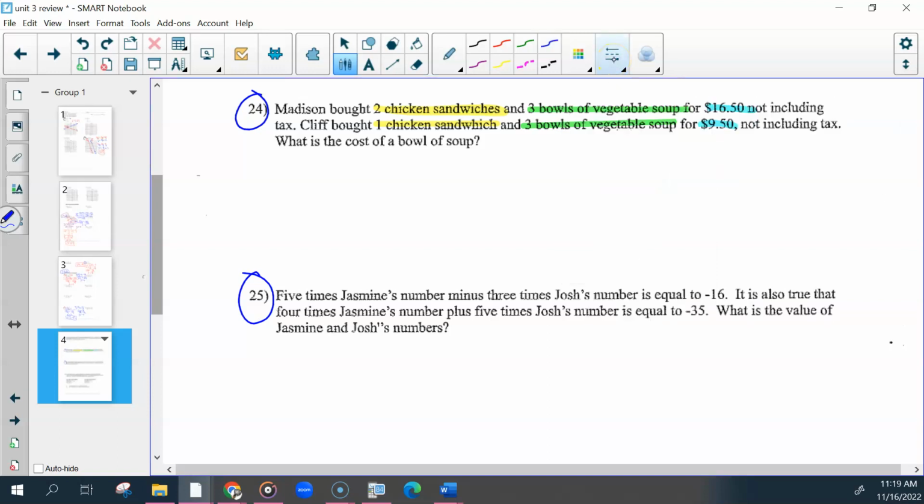So cost of a bowl of soup is going to be one of our variables. It doesn't matter what variable you choose, E, S, X, whatever letter you want. And then be specific, this represents the cost of a bowl of soup. And then we need to define the other variable, even though this question is not asking about the other one. So C for chicken sandwiches, cost of chicken sandwiches, or of one.